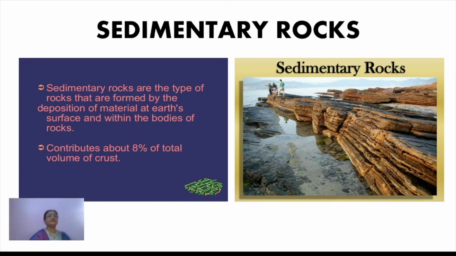So basically sedimentary rocks are the rocks which are formed by the deposition of sediments. And from where do we get these sediments? These sediments come from pre-existing rocks only, right? They are taken by the agents of gradation from different rocks and deposited somewhere else, and thus layer by layer deposition results in a type of rock developing out of it, and this rock is called a sedimentary rock. It contributes about 8% of the total volume of the Earth's crust.